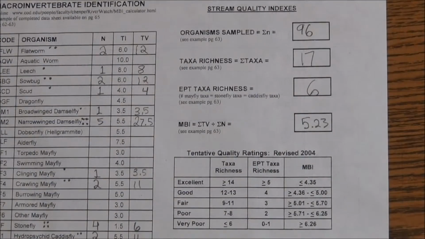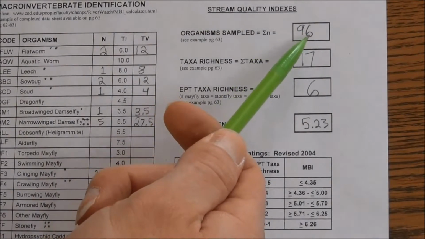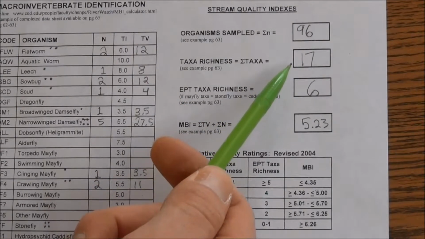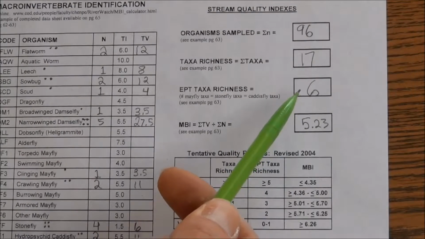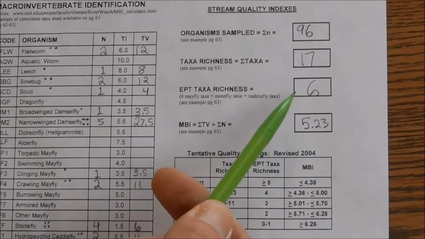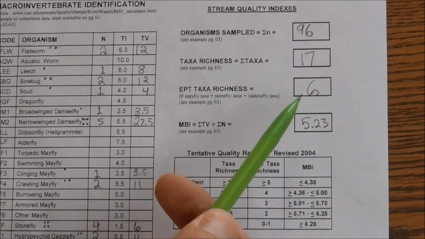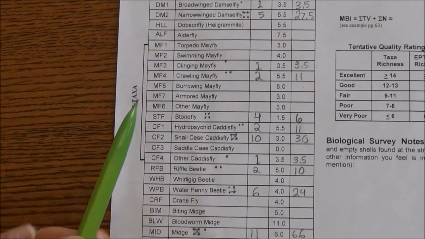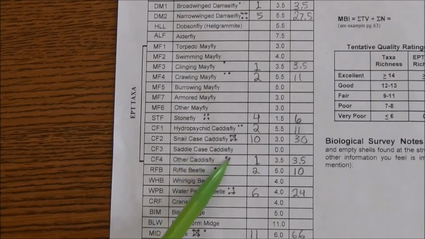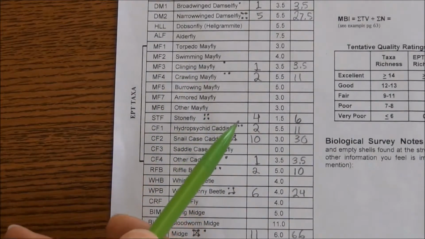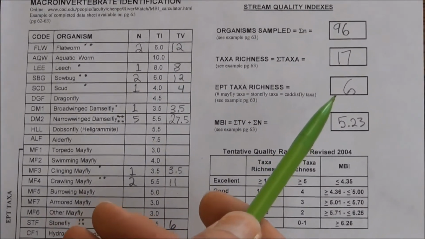Now you're ready to calculate your stream quality indexes. Organisms sampled, that is the sum of the N column, was 96. Total taxa richness, how many different kinds did we find? That was 17. EPT taxa richness is how many different kinds of the sensitive taxa you found: stoneflies, caddisflies, and mayflies. We found 6 different kinds, and you can always check that by looking at the EPT taxa range right here. You count up how many different kinds are within that range on your sheet: 1, 2, 3, 4, 5, 6. And we record that 6 right up here.